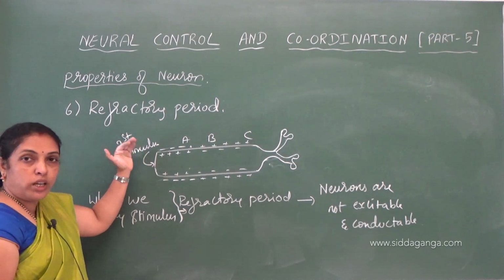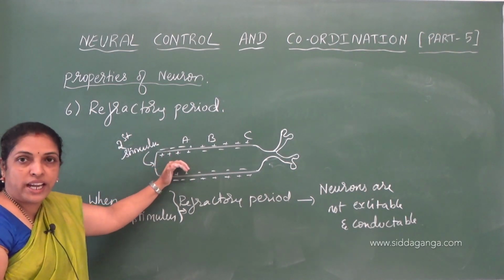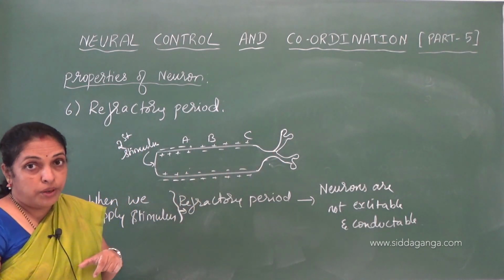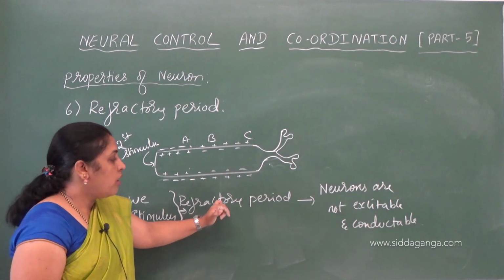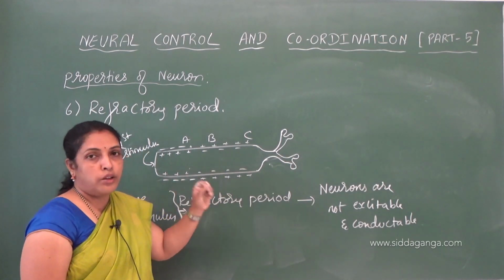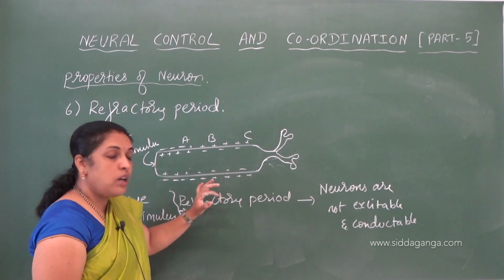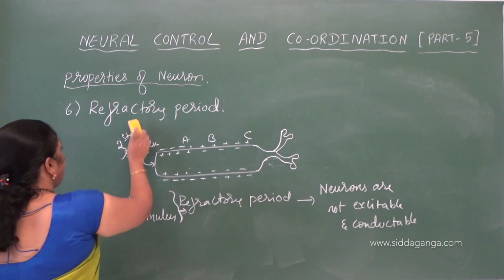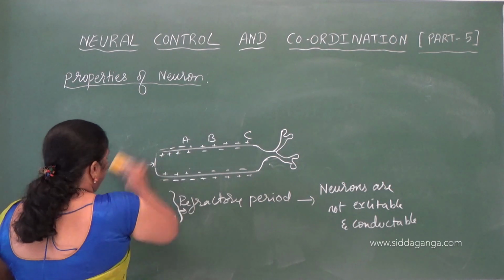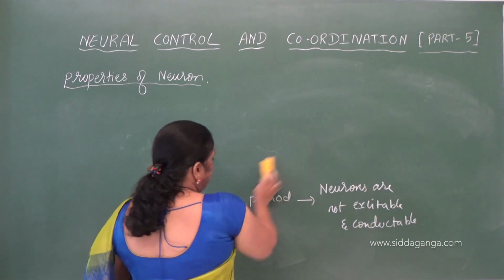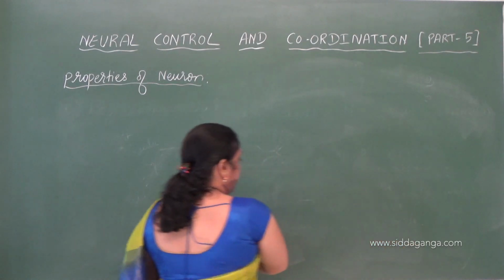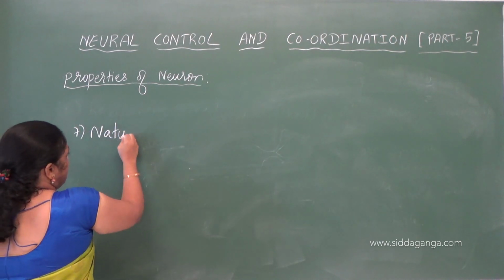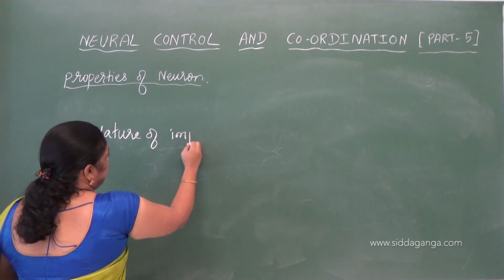So when we apply a stimulus for the first time, they are able to excite and conduct the impulse, but after that they go into the refractory period. During the refractory period, whatever the strength of the stimulus, neurons are not able to excite or conduct. That is about the refractory period. And the last property of neuron is the nature of impulse.